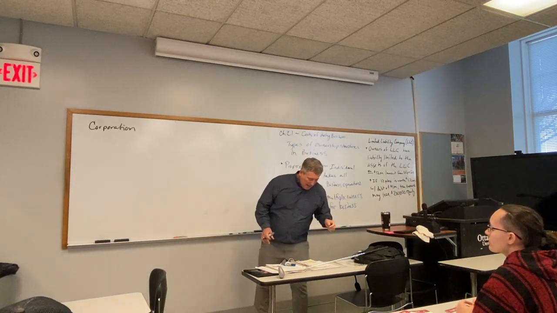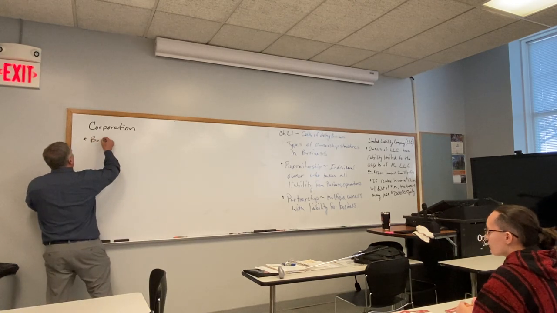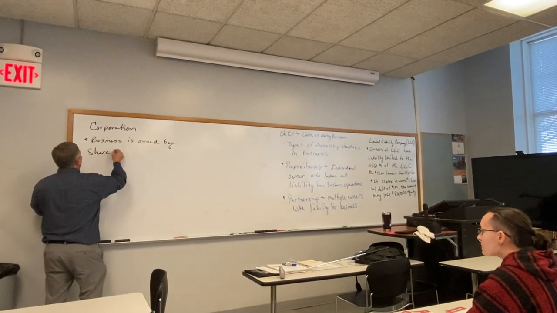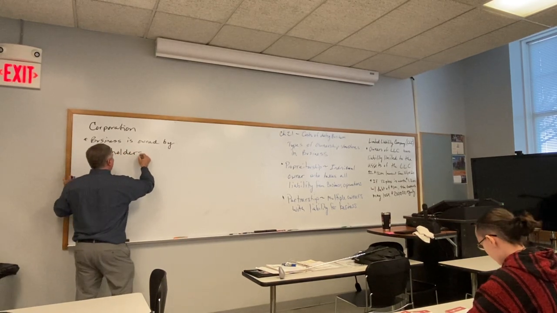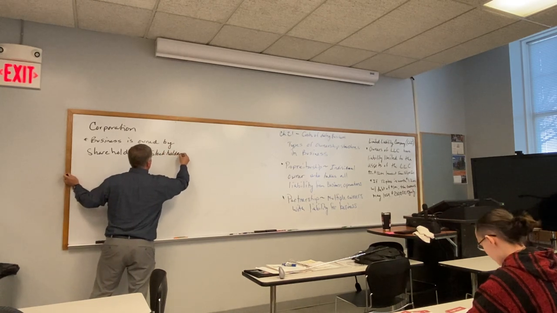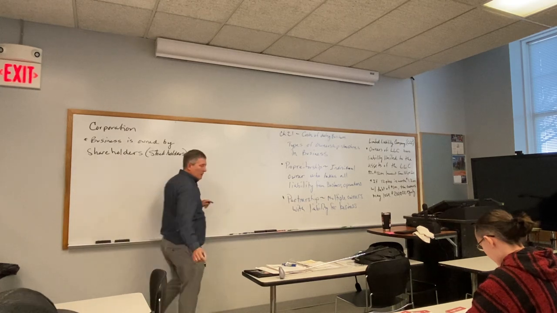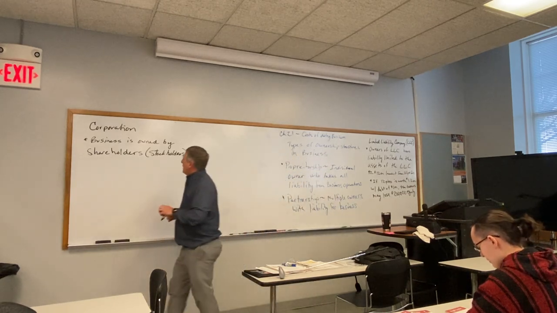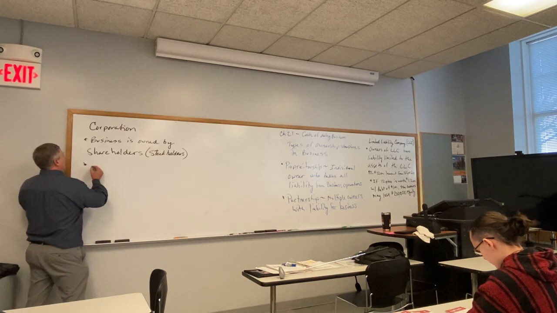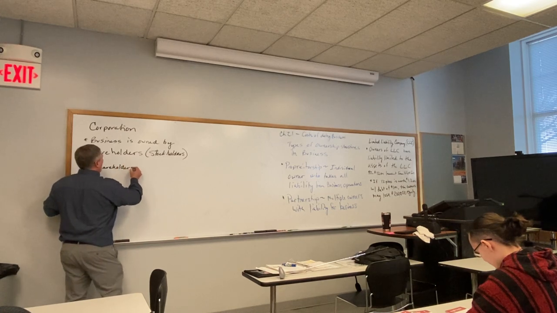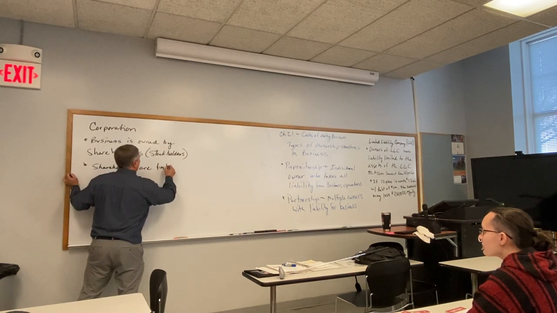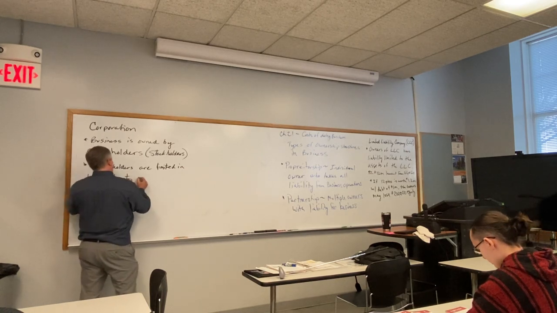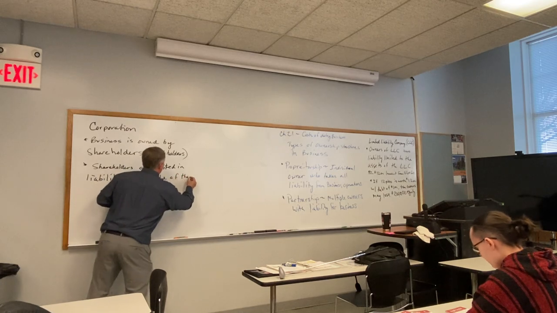All right, so the business is owned by shareholders, or stockholders, same thing. And the advantage to this type of ownership is that you can have literally millions of owners if you want, or thousands of owners. So the business is owned by the shareholders. And those owners, the shareholders, are limited in liability to the value of the stock.